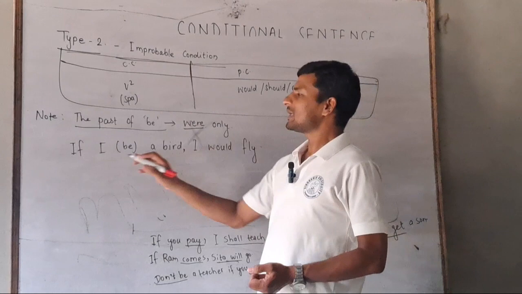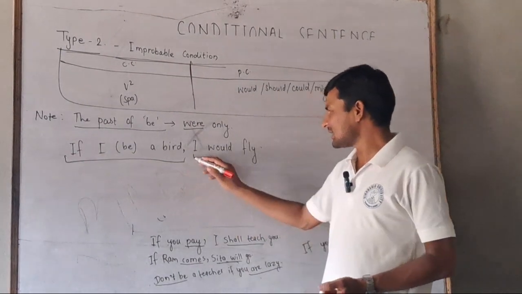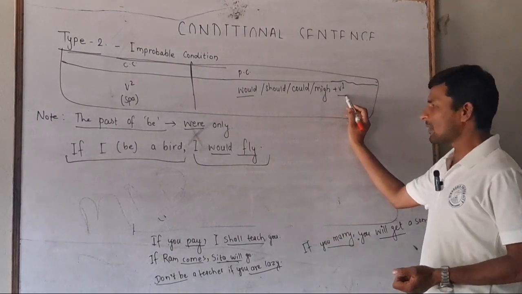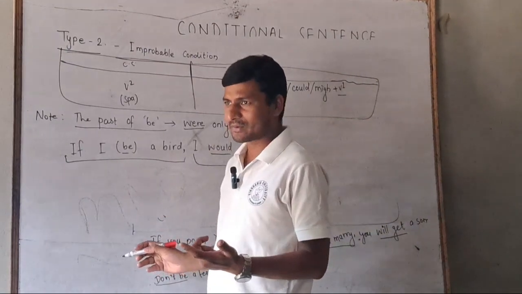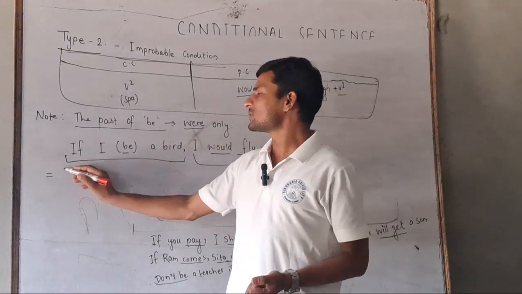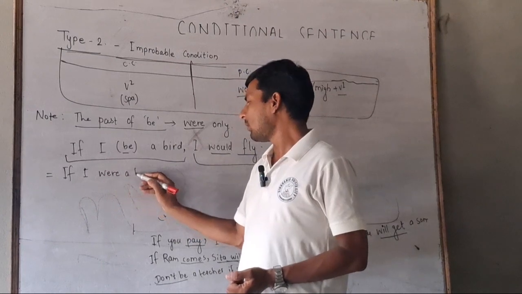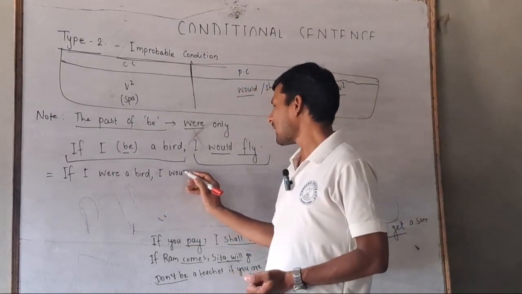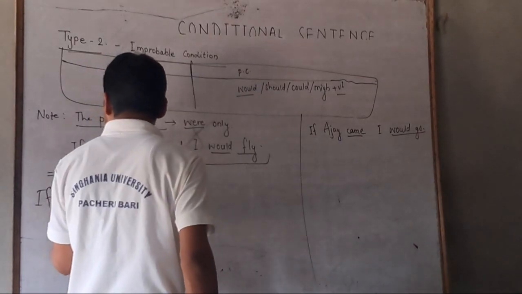See here, dear students. If, so it is CC. From here to here is CC. It is PC. In PC, would plus verb 1 you have. Verb 1 is fly. So this side you have to use simple past tense, and it is be verb. So you have to use here only were. If I were a bird, I would fly.